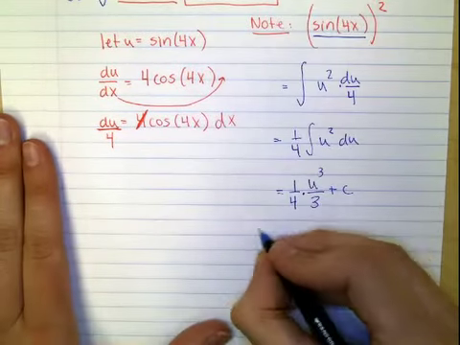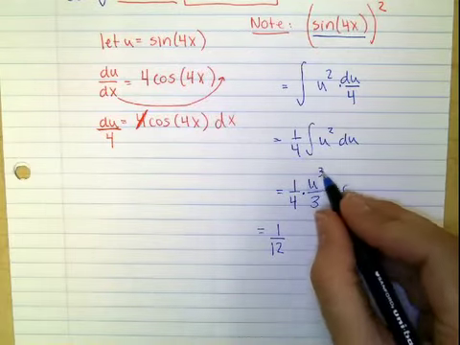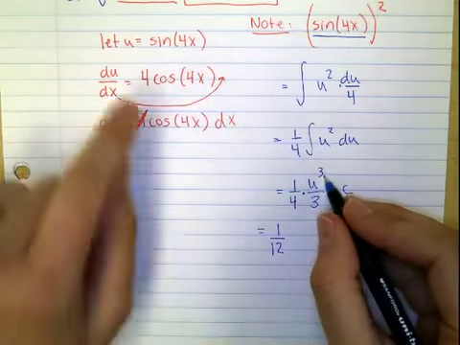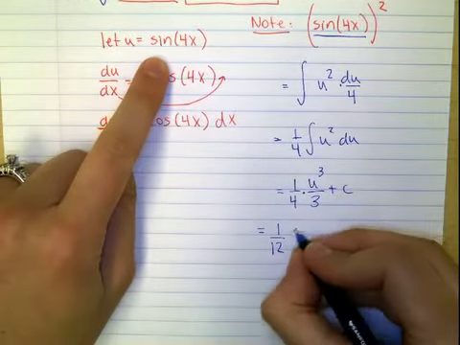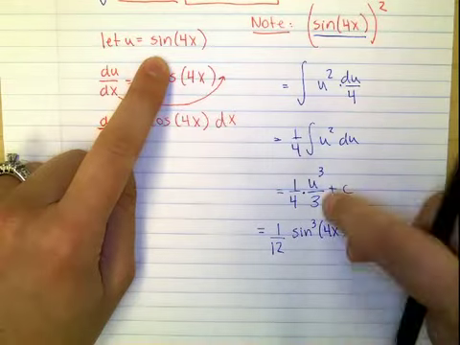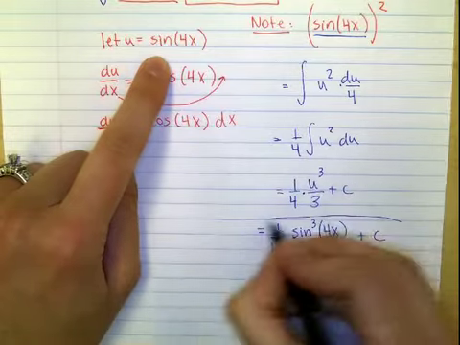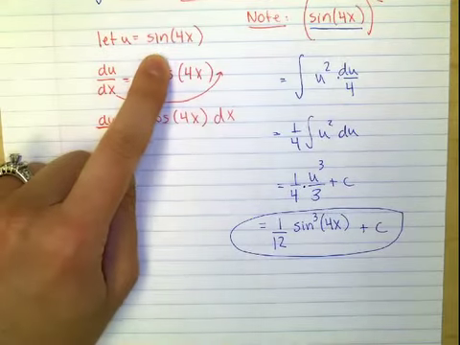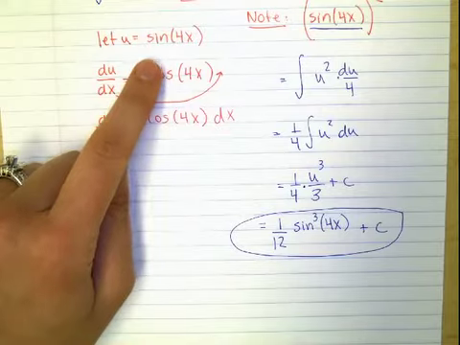The rest of this is fast. 4 times 3 is 12, so I have a 1/12. And then instead of writing u to the third, remember what u was? Let's see, it's right up here. u was the sine of 4x. So sine cubed of 4x is the same as u to the third, plus c. And then that is my answer. So a little bit trickier. Some of these trig ones will end up looking a little bit different.